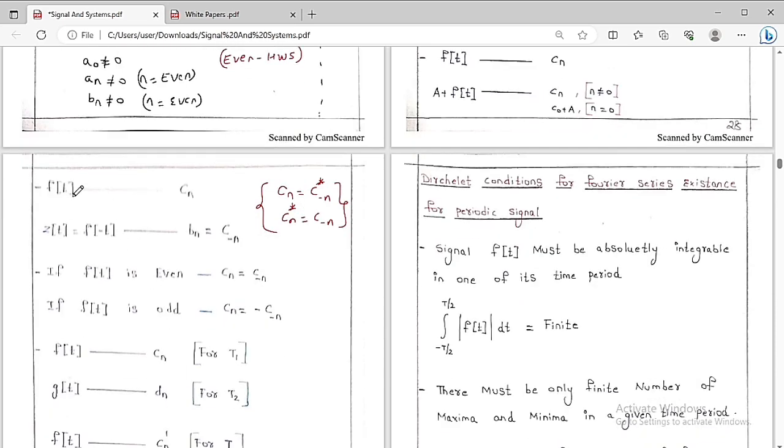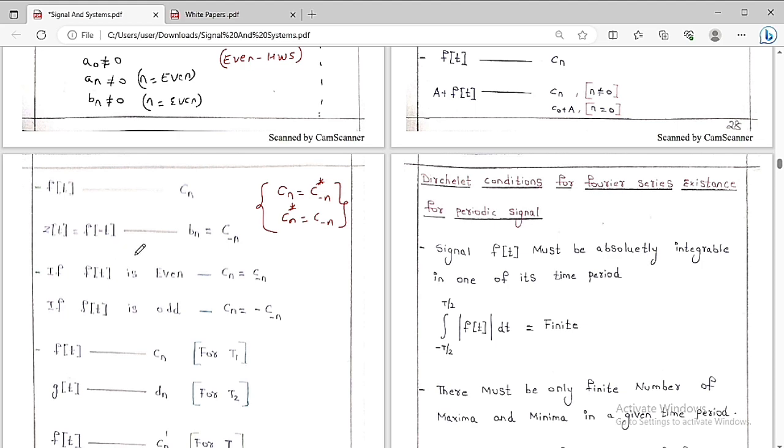For f of t, the Fourier coefficient is Cn. If I take z of t, which is f of minus t, it will have the new Fourier coefficient Bn, which is equal to C of minus n. So f of minus t will have the Fourier coefficient C of minus n. I already told you that Cn is the complex conjugate of C of minus n, or C of minus n is the complex conjugate of C of n. I have already told you this many times, because Cn is equal to an by 2 minus j bn by 2, and C of minus n is equal to an by 2 plus j bn by 2. So one is the complex conjugate of the other. If f of t is even, then C of n is equal to C of minus n. If f of t is odd, then C of n is equal to minus C of minus n.